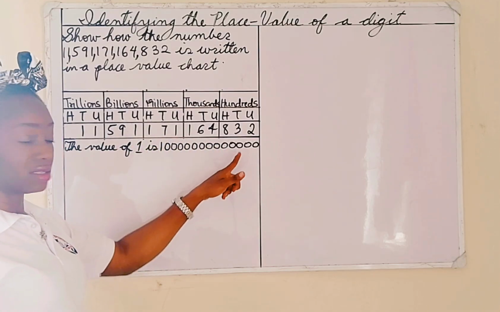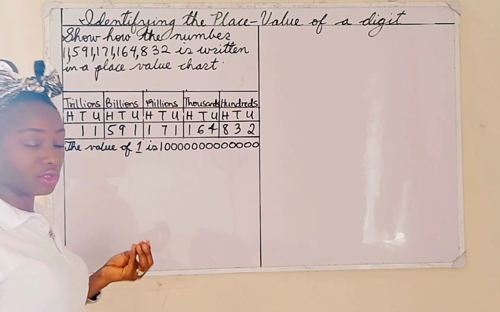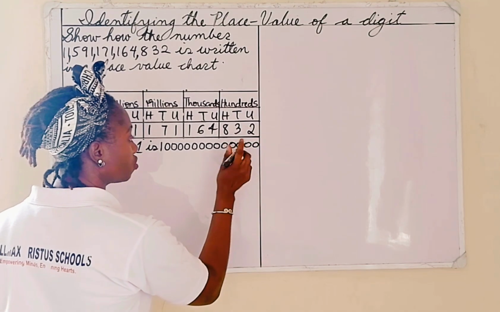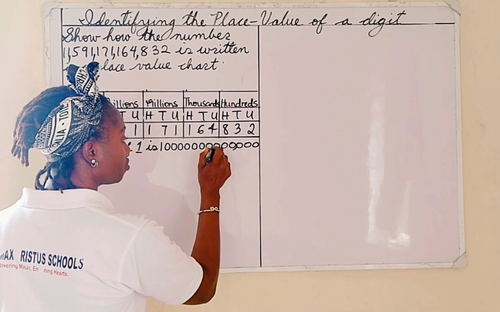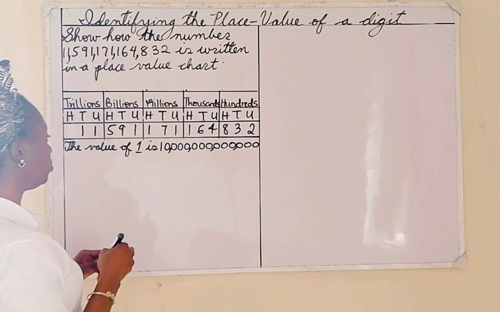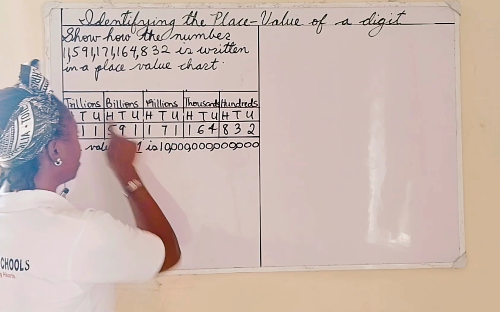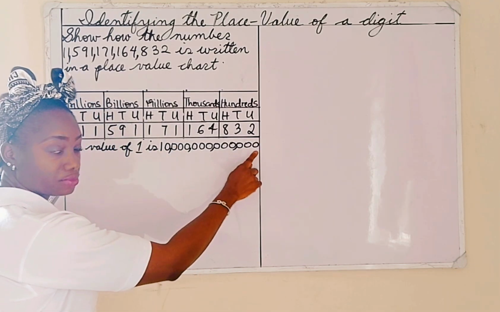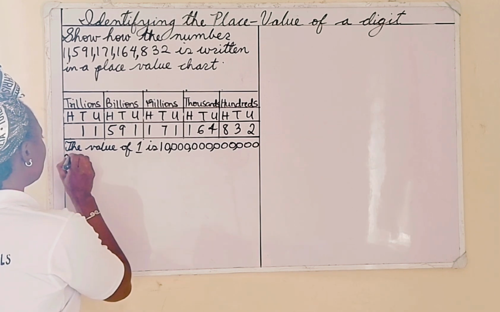If we separate this with commas, you will see what I'm talking about. Now let's separate them. 1, 2, 3, 1, 2, 3, 1, 2, 3, 1, 2, 3. So that means the value of 1 is 10 trillions.